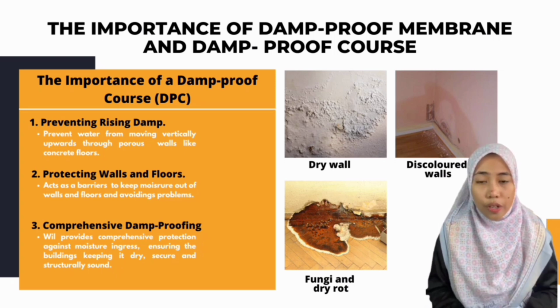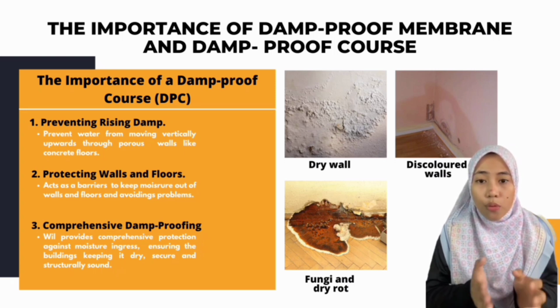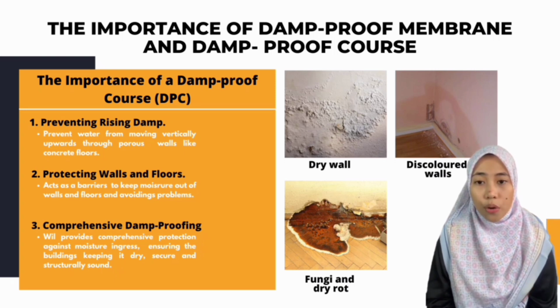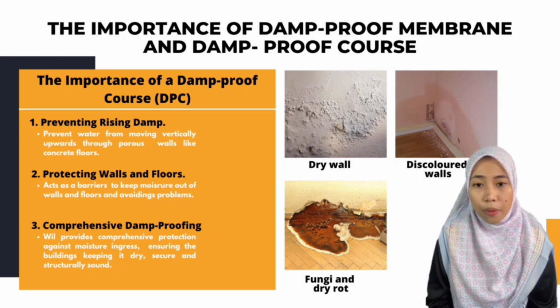The last point of the importance of the damp-proof course is comprehensive damp-proofing. The combination of a damp-proof membrane under the floor and a damp-proof course in walls will provide comprehensive protection against moisture ingress, ensuring the building is kept dry, secure, and structurally sound. Hence, to completely prevent moisture problems, the damp-proof course should be continuous with any damp-proof membrane on the floor.